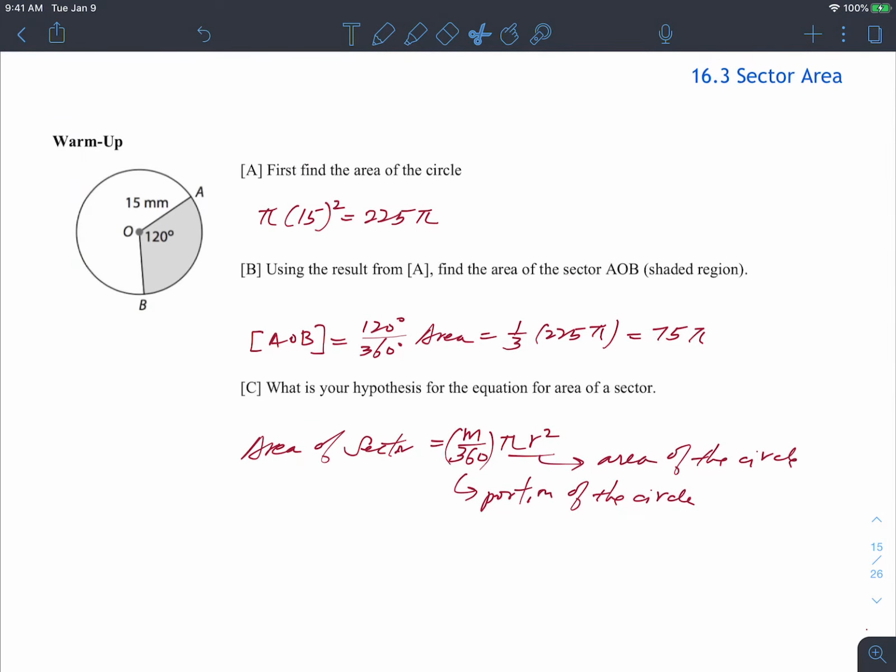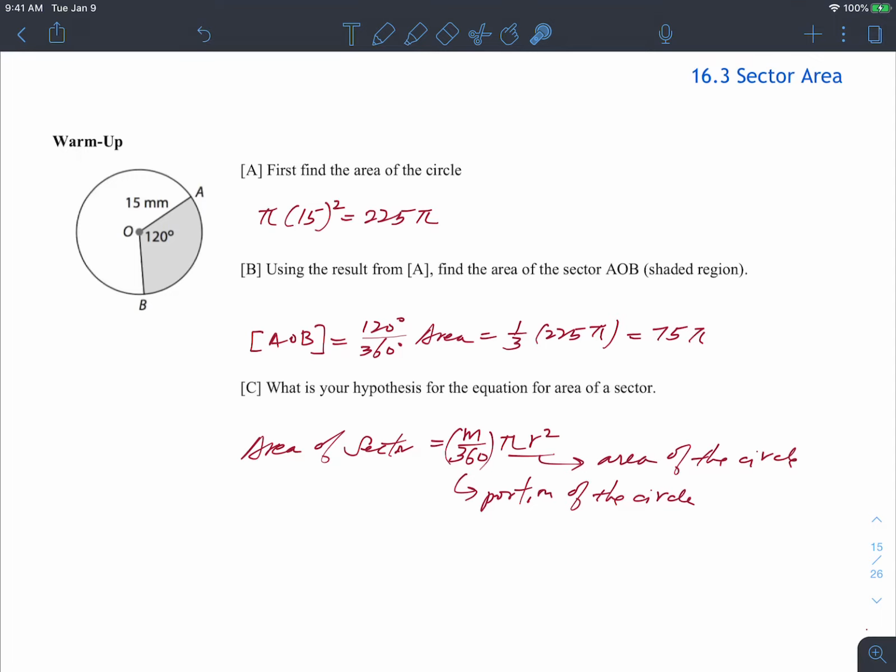Okay guys, here are the correct answers for the first one. So basically, to find the area of the circle, we just use pi r squared. And to find the area of AOB, the shaded region, this is a notation that I like to use: for the shape surrounded by the major points A, O, and B, I put a little bracket around it. So that's 120 degrees out of 360, which is a third of the whole area, which is 75 pi.